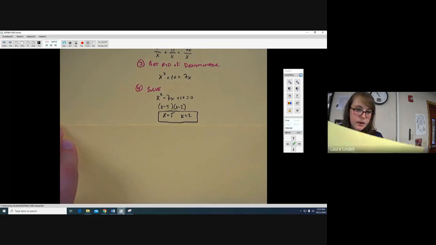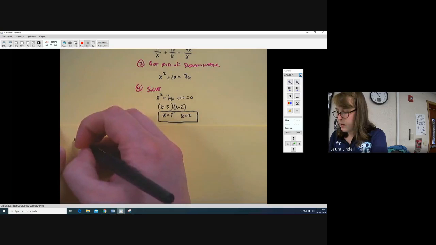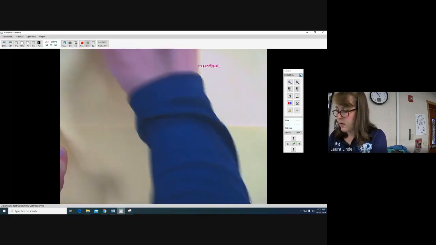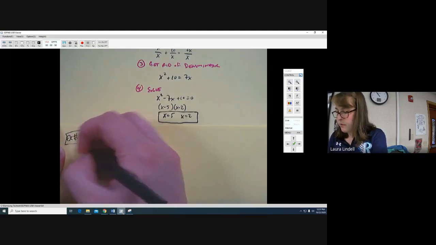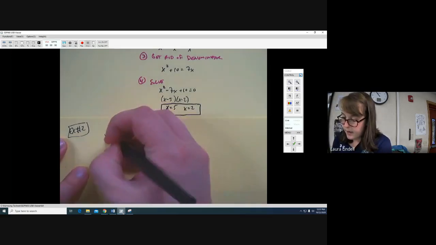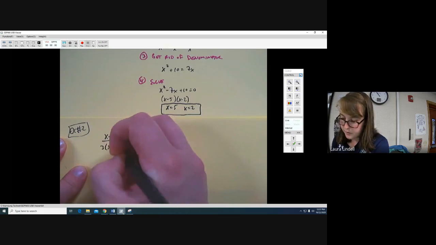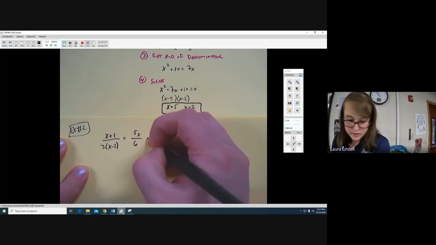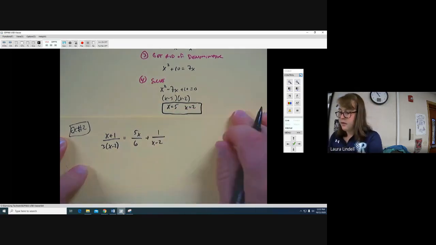So our next one, so that's example number 1, rational equation example number 2. All right, we're going to have x plus 1 over 3 times x minus 2 equals 5x over 6 plus 1 over x minus 2.